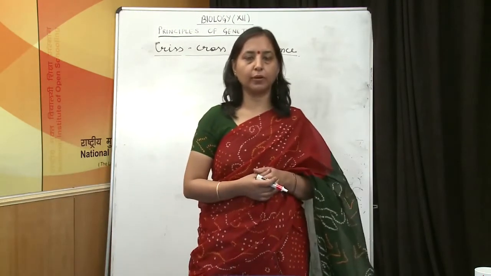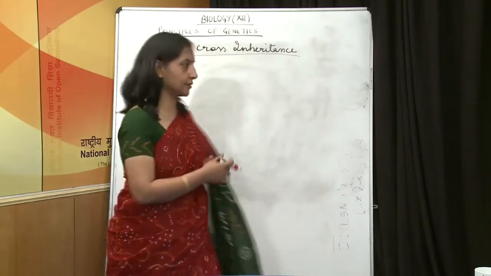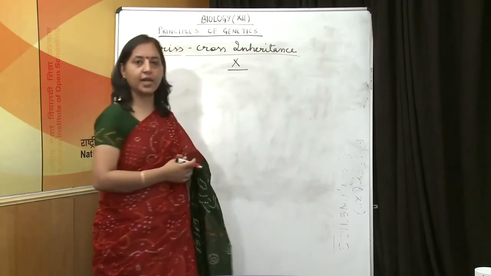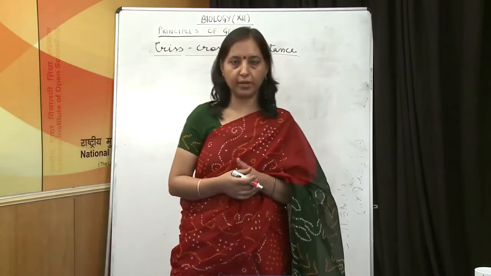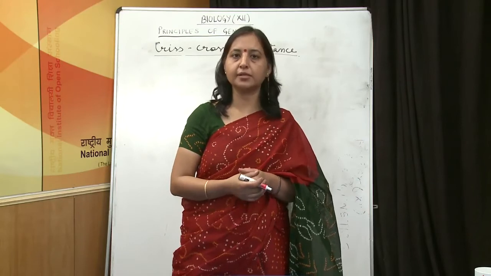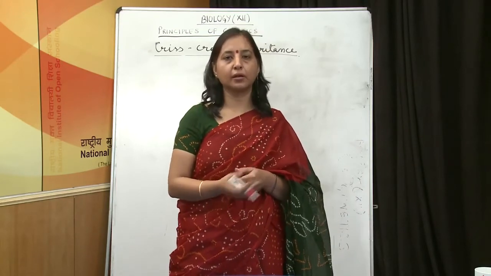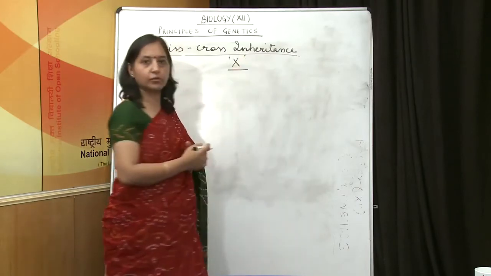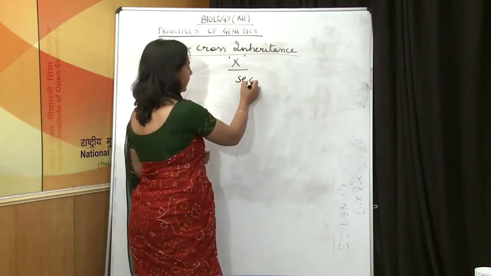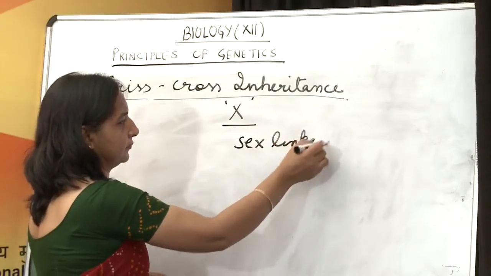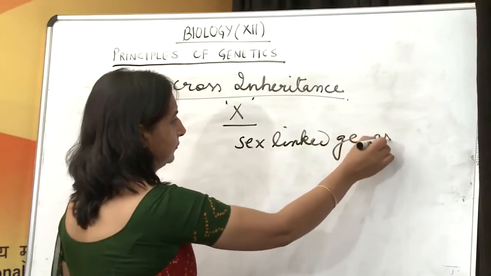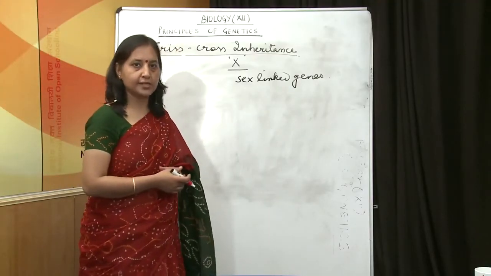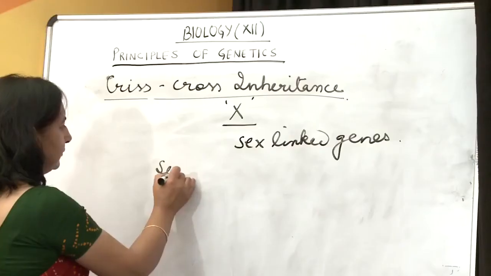Next we are going to talk about criss-cross inheritance. We just found out that the XX type of chromosome is found in females and the XY type of chromosome is found in males, and that is required for maleness. The genes which are present on the X chromosome are called sex-linked genes, and such type of inheritance is called sex-linked inheritance.